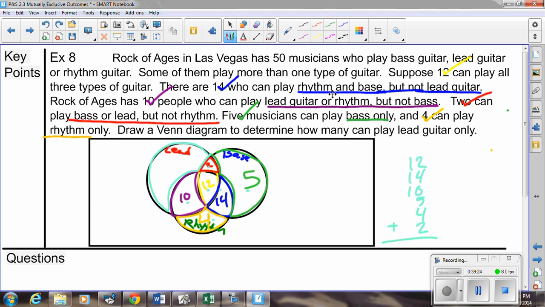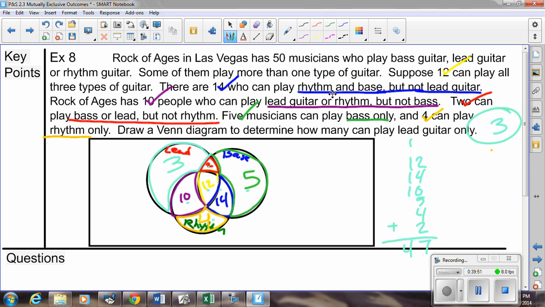So 2, 4, 2 plus 4 is 6, 11, 15, 17, which adds up to a grand total of 47. So if we already have 47 people, how many are left? 3. How many people play lead guitar only? We got our answer.